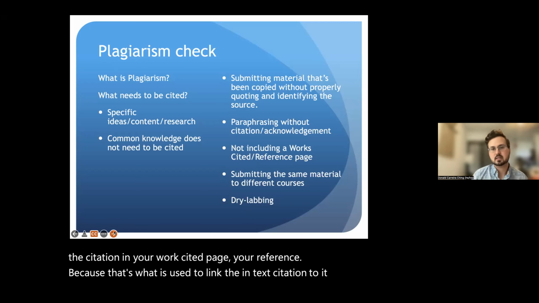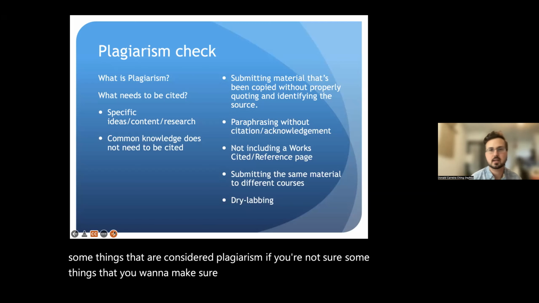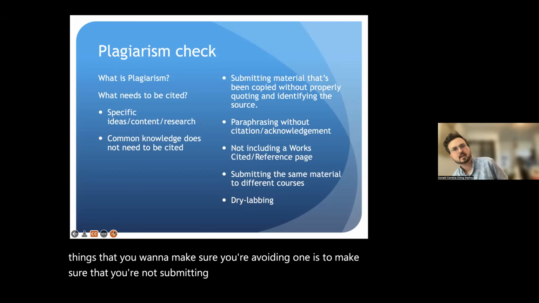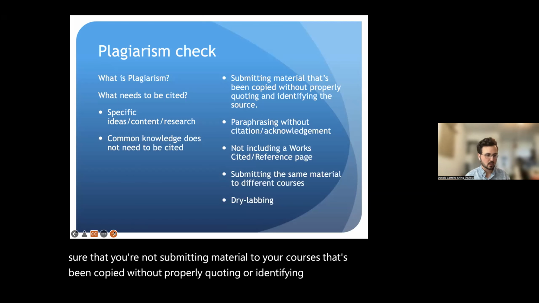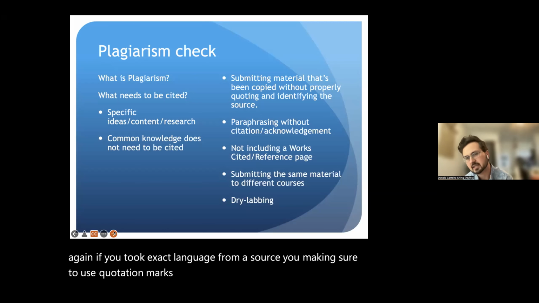But some things that are considered plagiarism, if you're not sure, some things that you want to make sure you're avoiding. One is to make sure that you're not submitting material to your courses that's been copied without properly quoting or identifying the source. So again, if you took exact language from a source, you're making sure to use quotation marks around that exact language, including your citations.